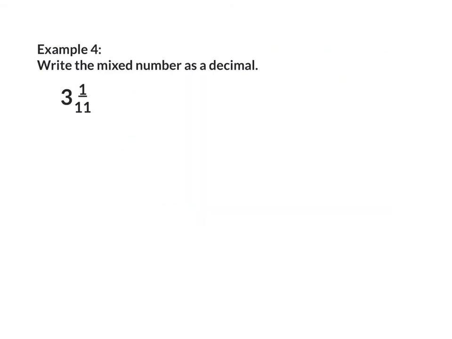Example number 4. Write the mixed number as a decimal. Again, I'm going to use the strategy in and out. Since I have a whole number, my answer is going to be 3 point something. All I have to do is divide the fraction. So 1 is going to go in, 11 is going to go out. I'm going to have 3 point something. I'm going to add my decimal and my 0.